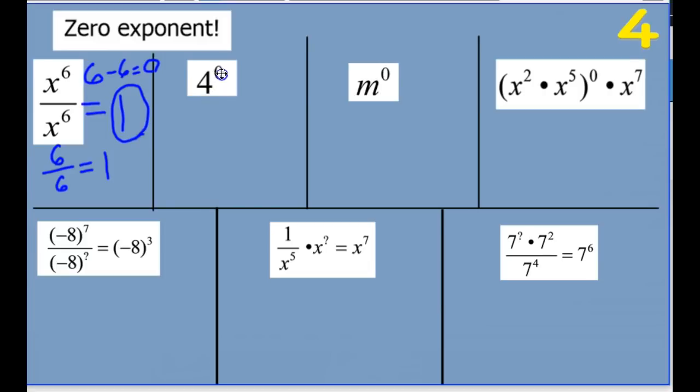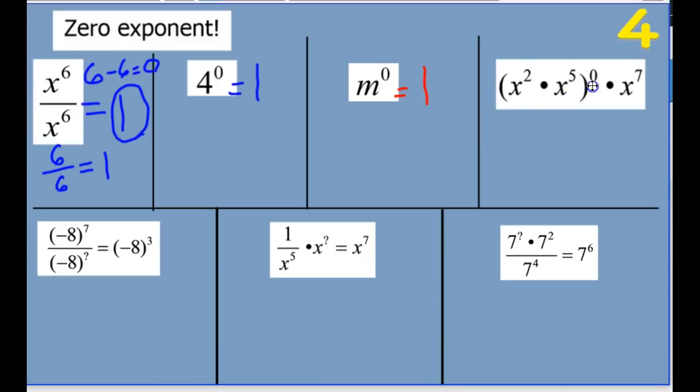Now here we have 4 to the 0 power. That's like saying we only have 1 4. Or we're saying we have 0 4s. But we need something in that place. So whenever you see a 0 exponent, this is just a rule that we're going to remember. Whenever you see a 0 exponent, we know that our answer is going to be 1. Anytime you have a 0 exponent, the answer is going to be 1. Even if it's m to the 0 power, it's still going to be 1.